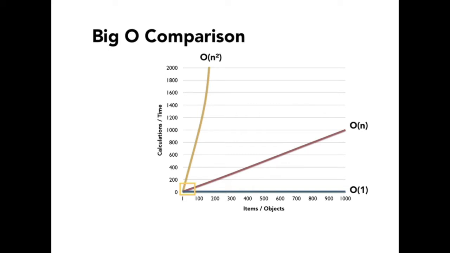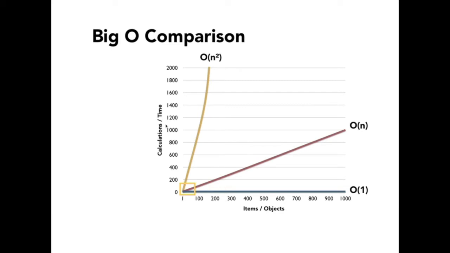Do I want my runtime to look like this yellow line here? Do I want the runtime to look like red? Do I want it to look like the blue? What do I want my runtime to look like? And this is where big O comes into play. But essentially, it's the runtime of your algorithm.